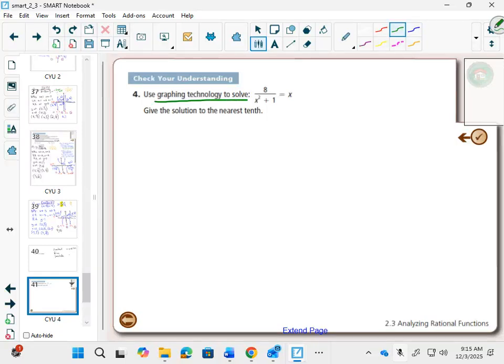So use graphing technology to solve. That's using your graphing calculator. And if you don't have one, then you have to use the online program Desmos. And I'll show you both of them right here in the video so that you can see how they work.